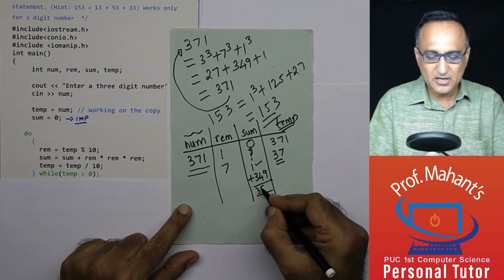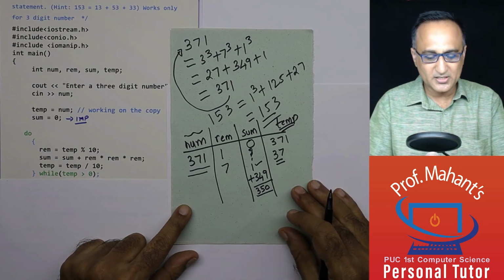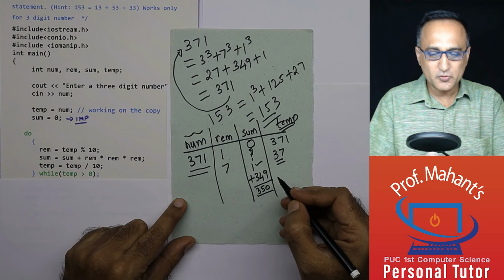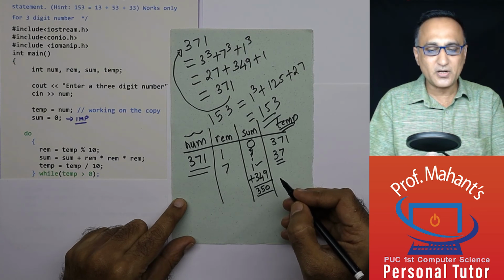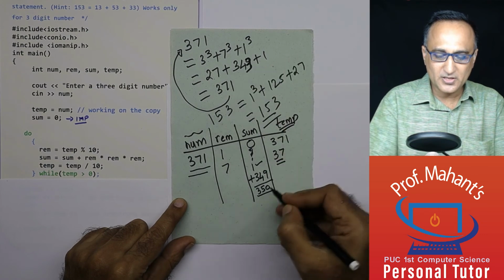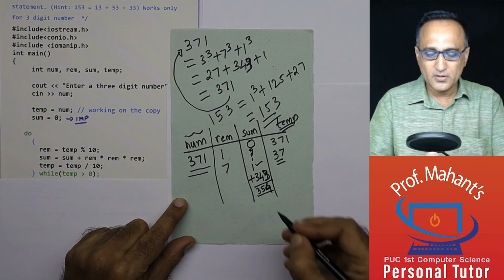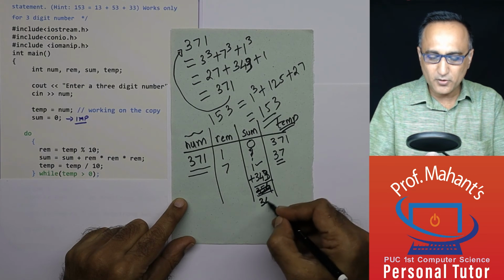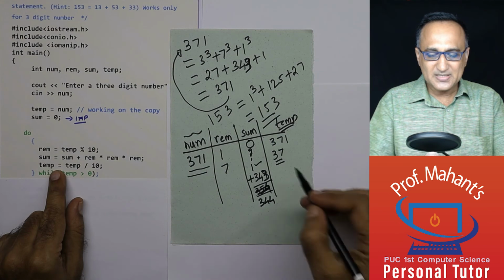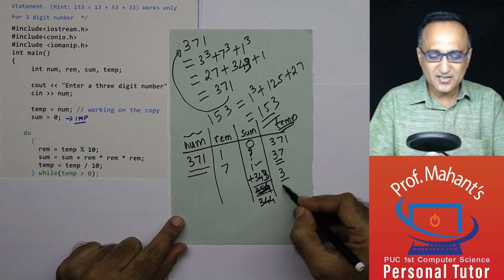I just hope I have not missed something. We'll figure it out when we are testing. Sorry, 7 cube should be 7 sevens are 49, 49 into 7. Yes, it should be 343, not 349. So this is 344. Sorry, this should be 344. Sum is 344. Now temp is 37 divided by 10. The quotient is just 3.